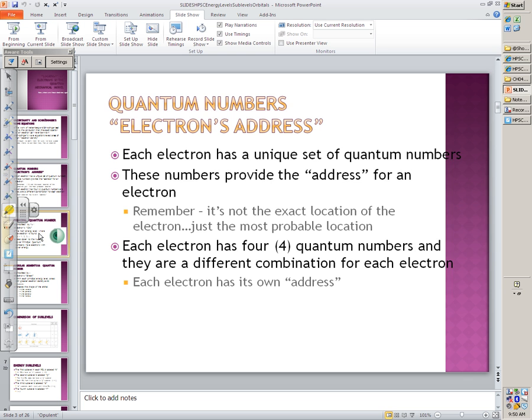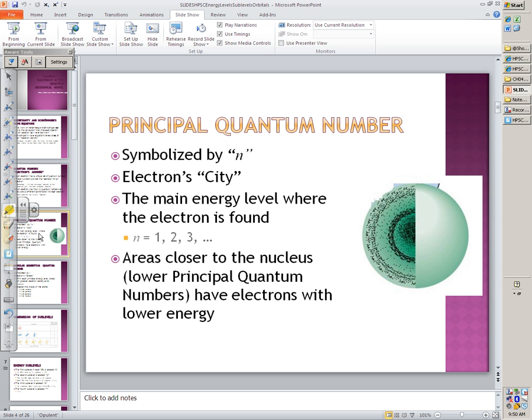The first one that we talked about was the principal quantum number. We use the lowercase letter n to represent the principal quantum number. If we talk about it in the analogy of this being an address for the electron, right? This would represent the electron city. A big area where a lot of electrons may exist.